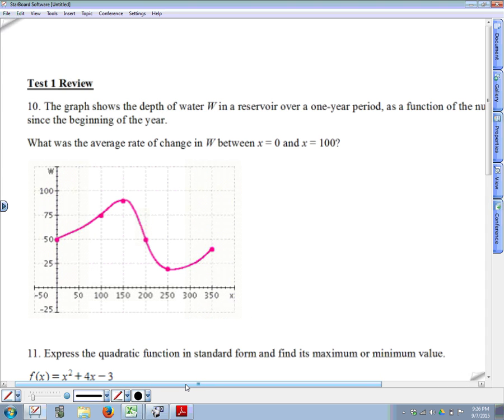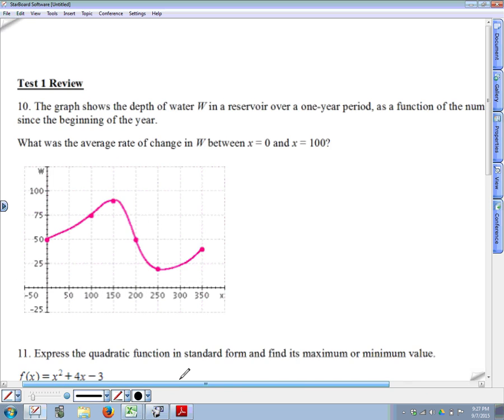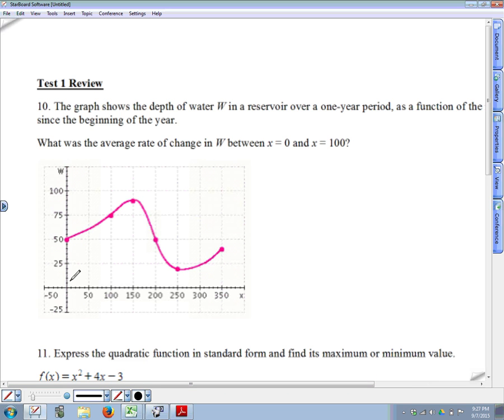Okay, this is an application problem from section 2.4. This graph is showing the depth of the water in a reservoir over a 1 year period of time as a function of number of days since the beginning of the year. So this would be January 1, this would be December 31st. So the depth of the water is increasing, and then the depth decreases and then starts to increase again. What's the average rate of change between x equals 0 and x equals 100?